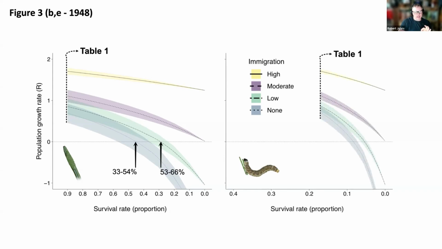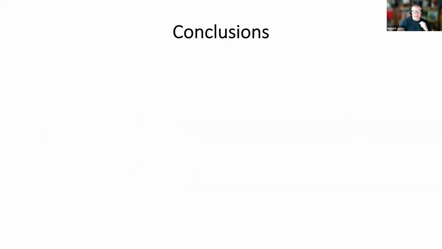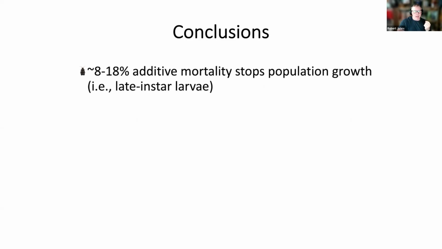Now, the late instar larval stage has way more mortality. It's 70 or 80% mortality to begin with. So you have much less that you have to reduce that survival to get to that stable population growth rate, anywhere between 8 and 18% mortality, or additive mortality, which seems much more reasonable than for the eggs. And one of the points I want to make is that this seems like a sort of arbitrary number, 8 to 18% additive mortality.